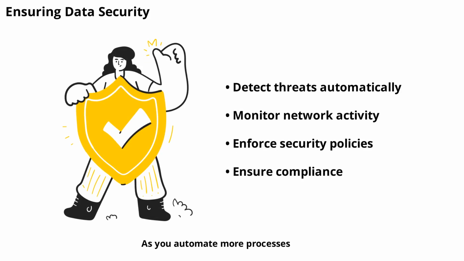As you automate more processes, data security becomes increasingly important. AI can help protect your business by detecting threats, monitoring network activity, and enforcing security policies. Automated security systems can respond to incidents faster than humans, reducing the risk of data breaches and ensuring compliance with regulations.